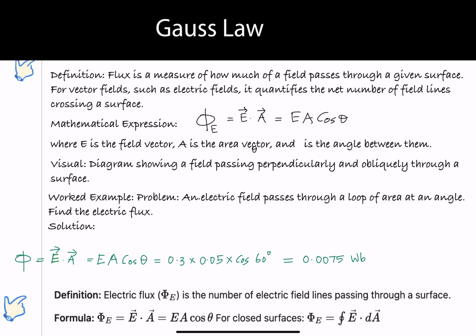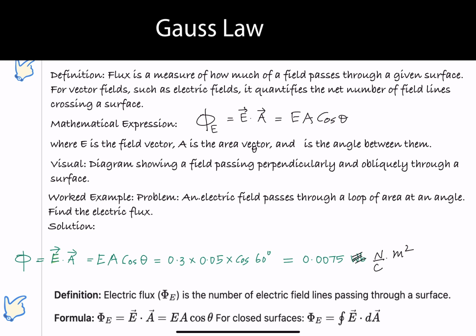Newton per coulomb times meter square. This is because Newton per coulomb is the unit of electric field and meter squared is the unit of area. So that is specific to electric flux.